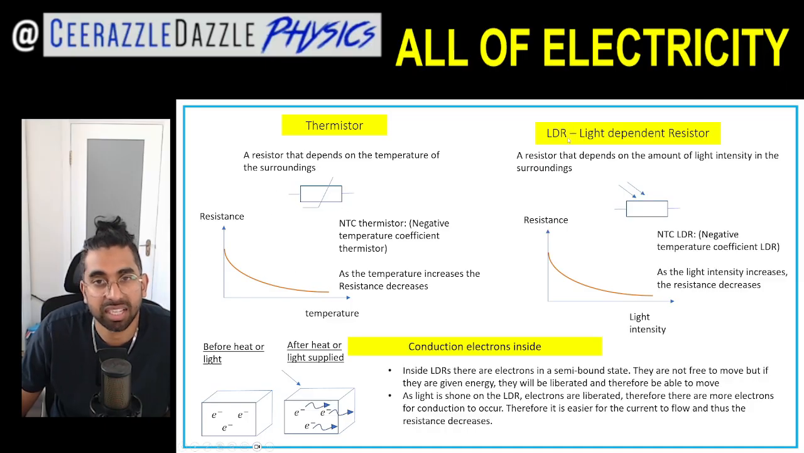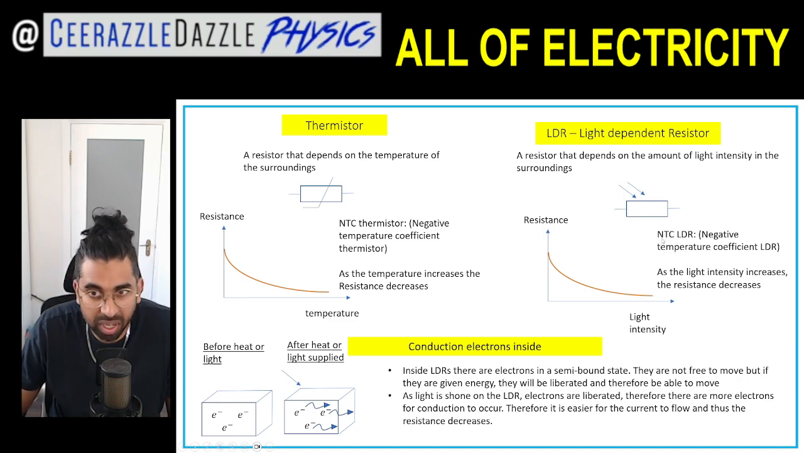An LDR is going to be a light dependent resistor. Here's my symbol. It has 2 rays of light going into it. A resistor which depends upon the amount of light intensity in its surroundings. This is going to be also a negative temperature coefficient LDR. As the light intensity increases, the resistance drops down.